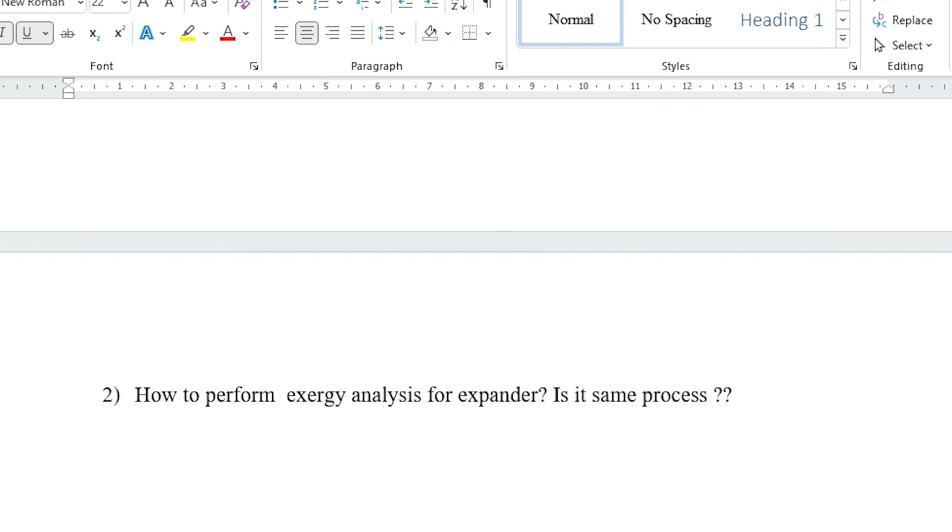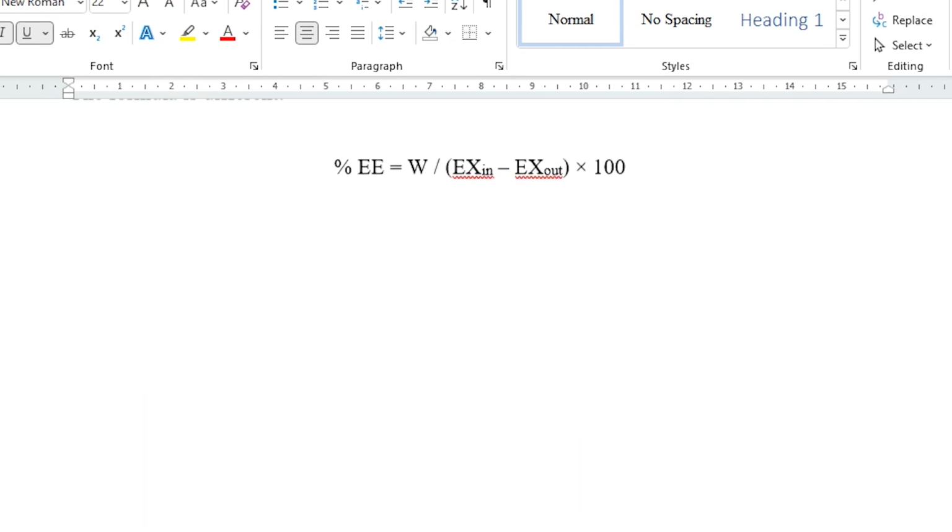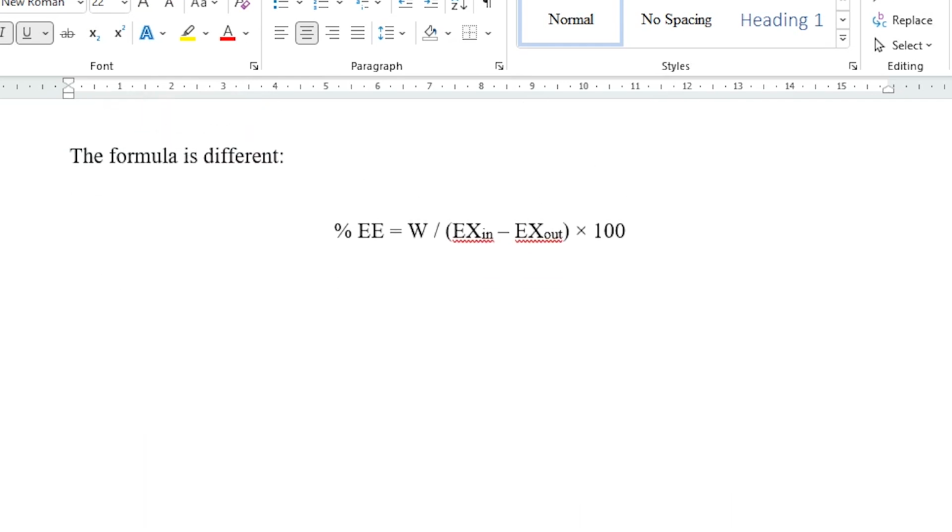So the formula will be a bit different, and the formula is percentage exergy efficiency equal to work divided by exergy of inlet stream minus exergy of outlet stream. In the case of a turbine, power is produced, so the outlet stream exergy will be lower than the inlet stream exergy, and definitely it is E in minus E out.